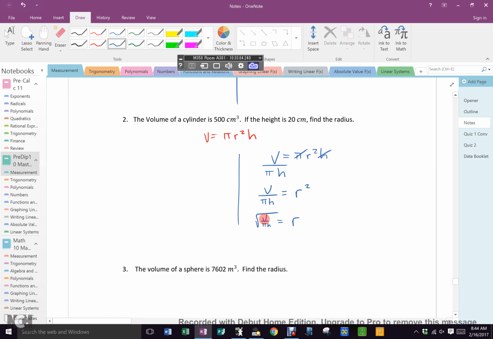And now I know V and I know h. I can put it all in at once. Everybody cool? Again, I don't care what way you do this. It is totally up to you, whatever way you like. Now, if you're going to do this with numbers, 500 = πr² times 20. So it's going to be 500 divided by 20π and then square root.